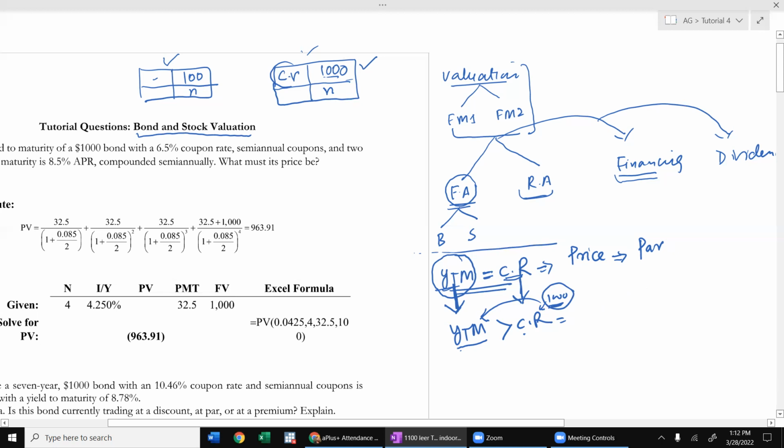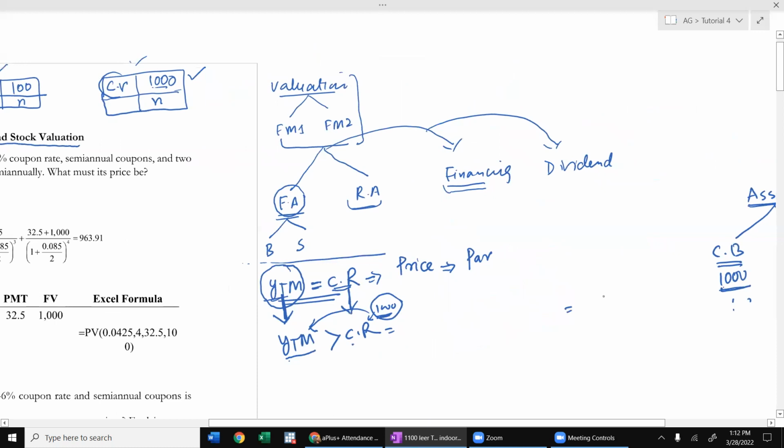Okay, if you are not able to understand this, this is the way to remember it. Okay, 1 plus YTM to the power n. So if YTM increases, then should the price increase or decrease? Decrease. So this bond will be trading at discount.